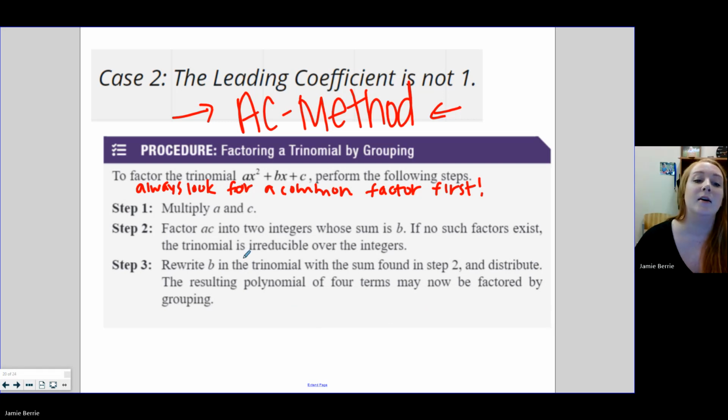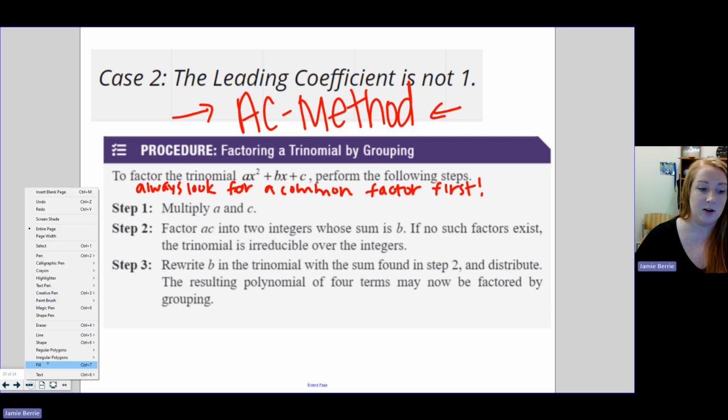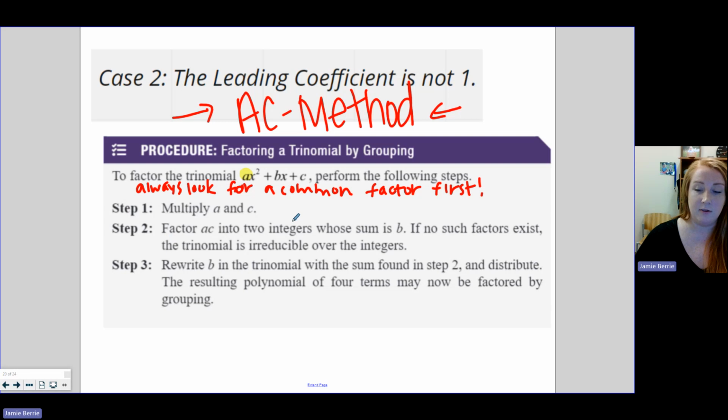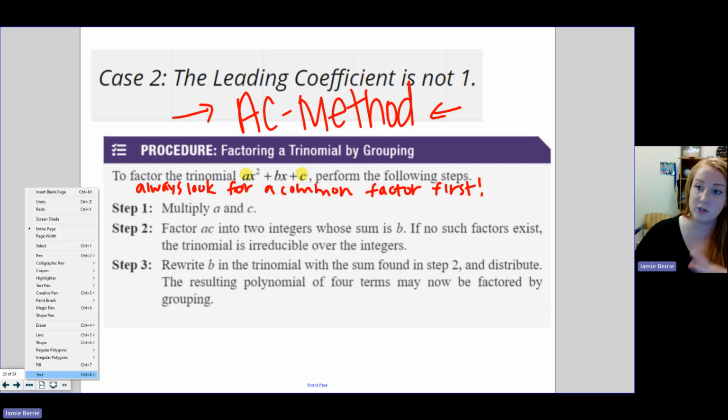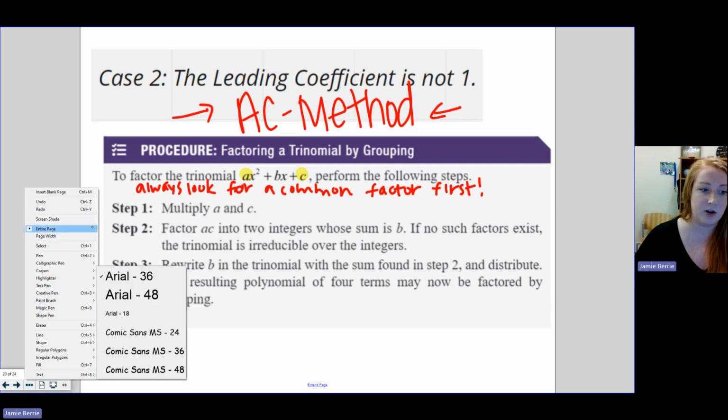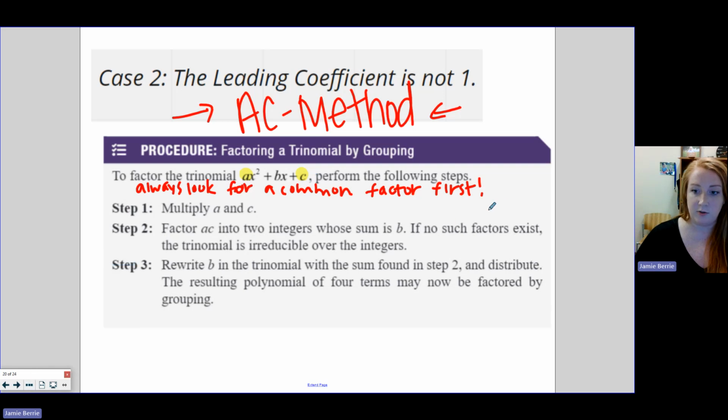Okay. So once you've checked to see if you can factor out a common factor, do that if you can. If you can't, that's okay. Go ahead and move on to step 1, which is to multiply a times c. That means you're going to multiply the leading coefficient by the constant term. You're just going to do this off to the side. This is like your scratch work. You'll write out whatever a times c is.